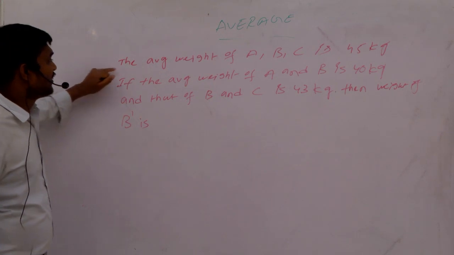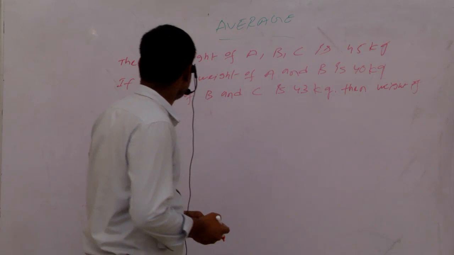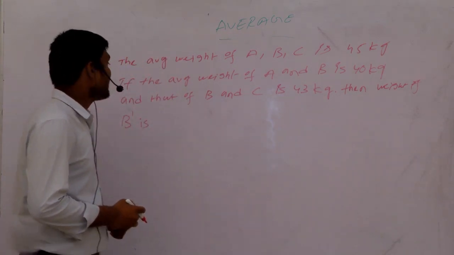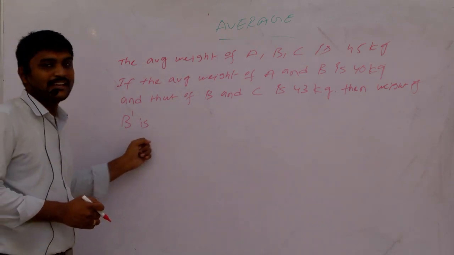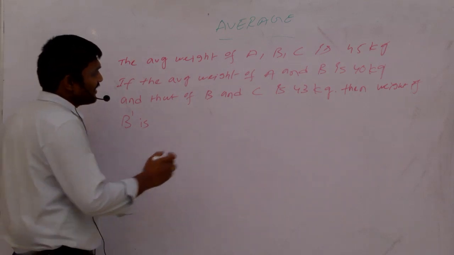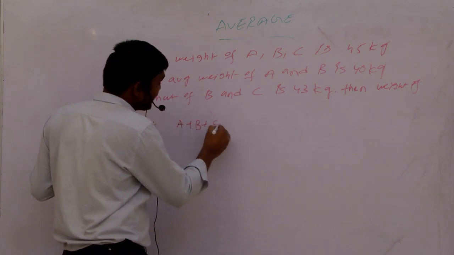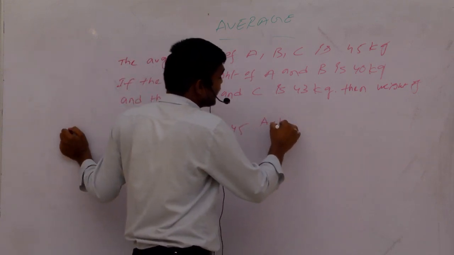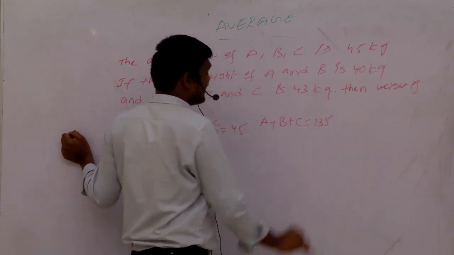So here the average weight of A, B and C is 45 kg. If the average weight of A and B is 40 kg and that of B and C is 43 kg, then the weight of B is? So here the average weight of A, B, C is 45 kg. That means A plus B plus C by 3 equal to 45. So A plus B plus C equals 135 kg.